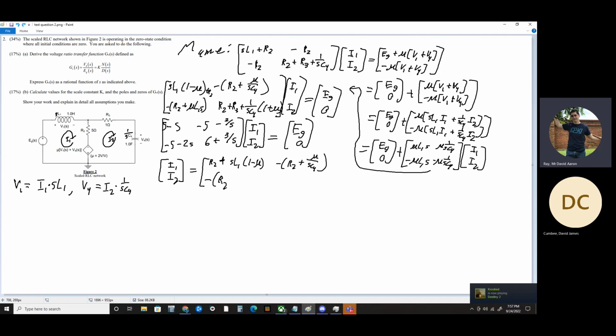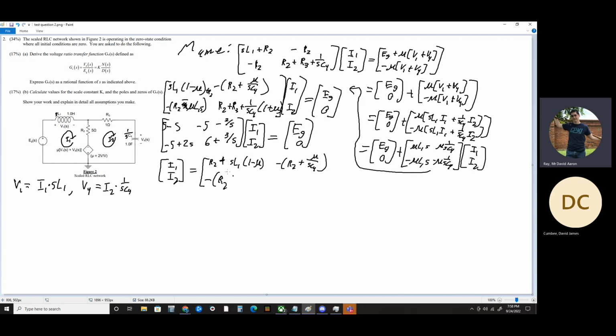Let me see. So whenever this comes over, you have negative mu L1 of S. You move it over and it becomes positive. So it's negative R2 plus mu L1 of S, which, since I wrote negative for both, would be wrong. This one right here is actually supposed to be negative, so that means this should be positive 2S.